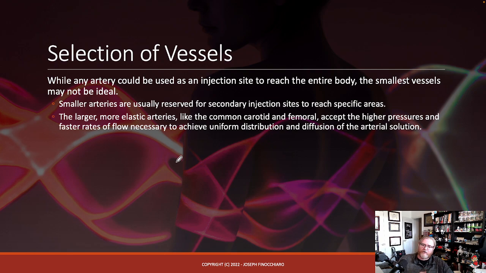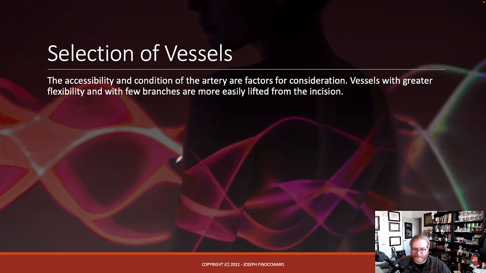While any artery can be used as an injection site, the smallest vessels may not be ideal. Smaller arteries are usually reserved for secondary injection sites to supplement an initial injection. The larger, more elastic arteries like the common carotid and femoral accept the higher pressures and faster rates of flow necessary to achieve uniform distribution and diffusion of the arterial solution. So the accessibility and condition of the artery are the main factors for consideration.